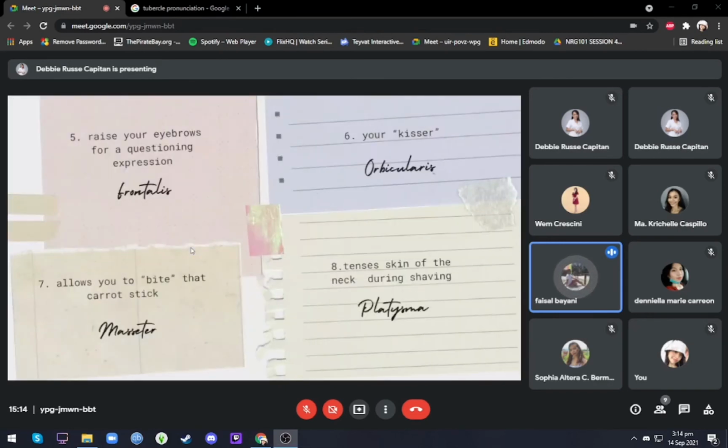Then for number five, raise your eyebrows for a questioning expression. Our answer is frontalis. Number six, your kisser. Our answer is orbicularis oris. Number seven, allows you to bite that carrot stick, masseter. Number eight, tenses skin of the neck during shaving. Our answer is platysma.